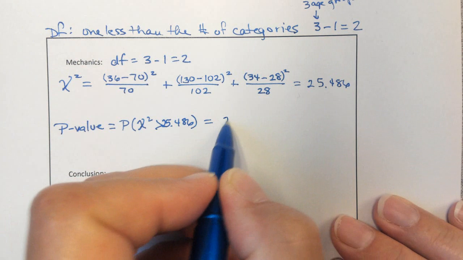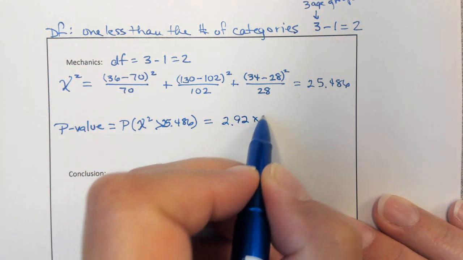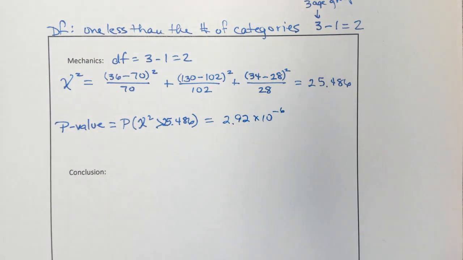So this is 2.92 times 10 to the negative 6, which is very, very close to 0. That's very unusual. It's the probability of getting a sample this unusual, if the truth is really the percentages that were from the population. So we're going to reject the null, because we have a small p-value.